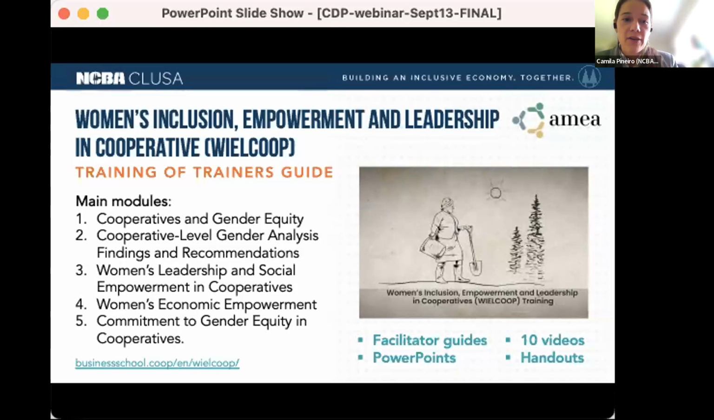And I just want to highlight the second module is a module that allows organizations to identify which are these barriers that are preventing cooperatives from having more women members and leaders, and helps the organizations develop a plan that is based on the commitment to achieve gender equity in the cooperatives.